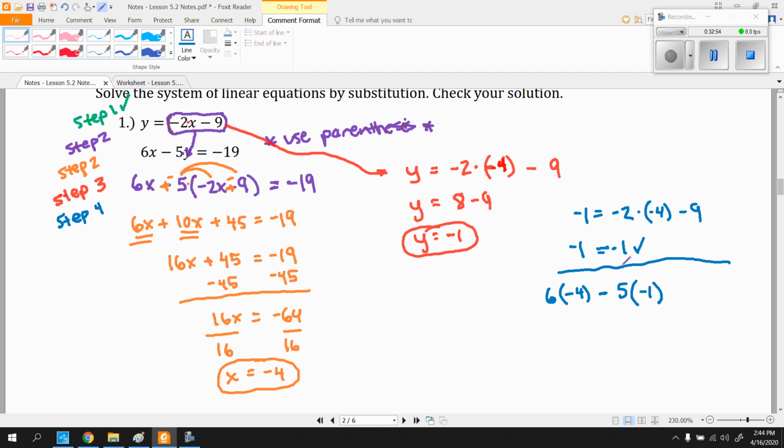And then hopefully, if I did everything correctly, this number crunch should come out to -19. Let's check it out. What's 6 times -4? -24. What's, well, that's fine. -5 times -1 is +5. And -24 plus 5 is -19. So it does check out.